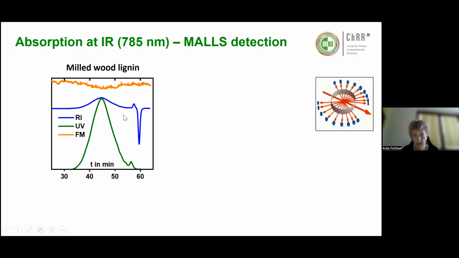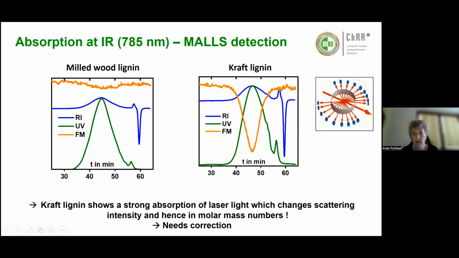What we see here is the green is the UV signal, the blue is the RI signal, and here we have the forward laser monitor. So basically this portion monitors the light measured after the cell. And we see, okay, milled wood lignin, kind of nice, doesn't absorb any of that laser light. If we look into kraft lignin, we see again RI signal, UV signal, and the forward monitor now shows us a big absorption. So we lose basically light, which is not coming to this point.